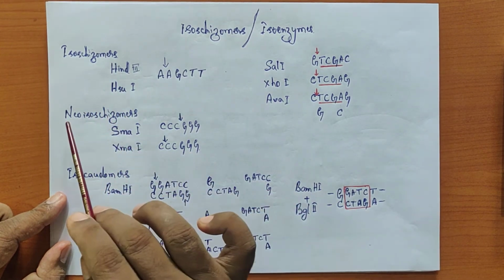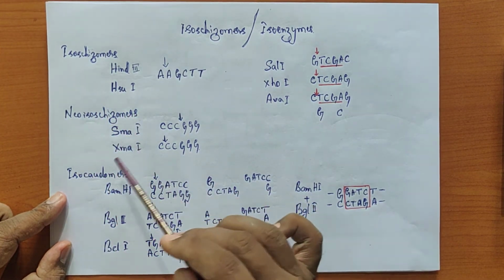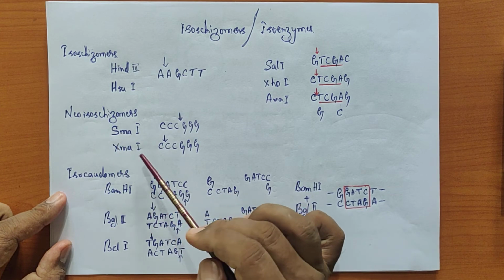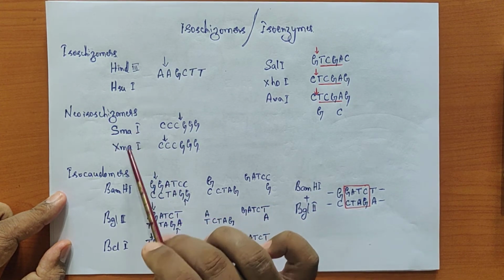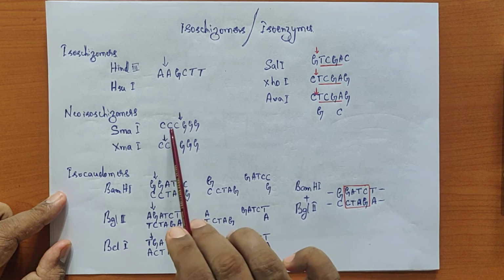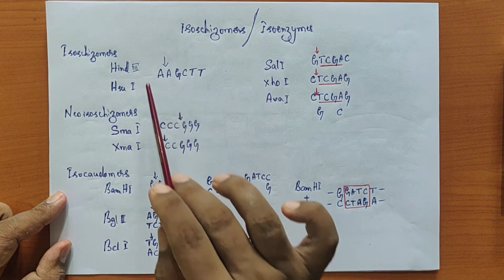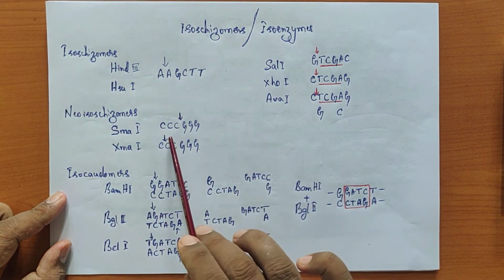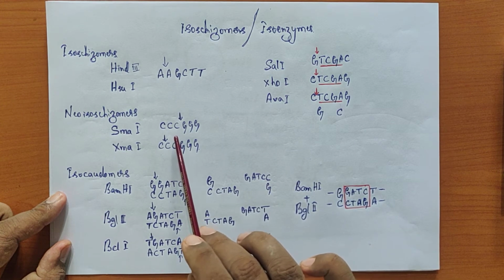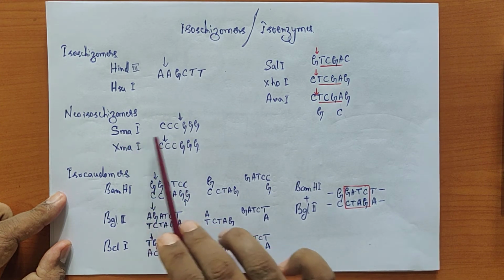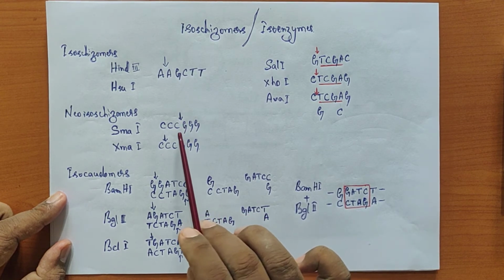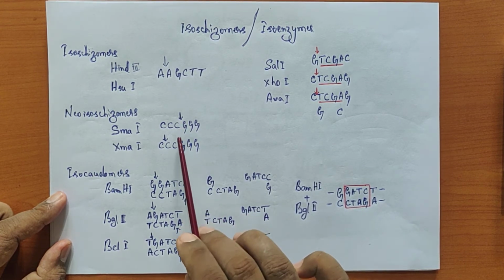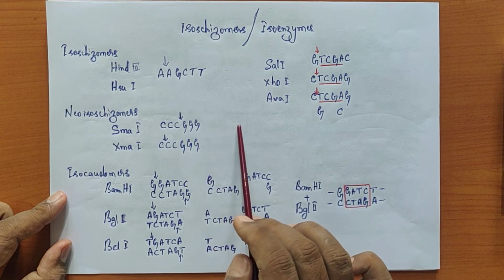Whereas we have neoschizomers. Here we have two restriction enzymes isolated from two different microorganisms. Both of them recognize the same restriction sequence, but in comparison they cut at different places. SmaI recognizes the same sequence, but it cleaves the phosphodiester bond between C and G, which results in the generation of a blunt end.